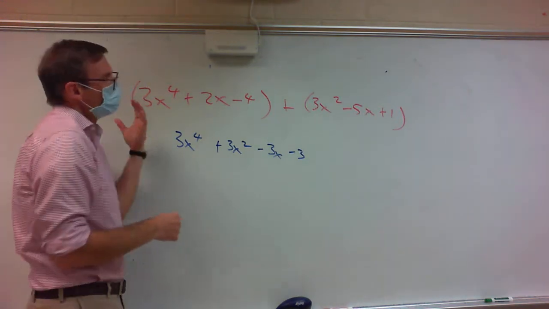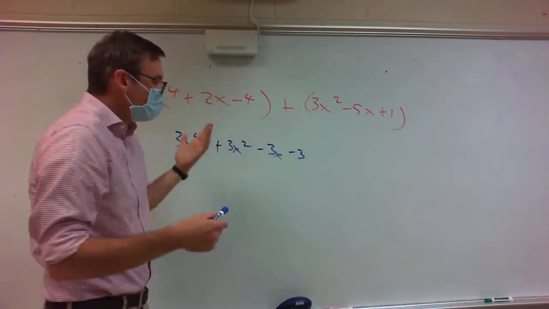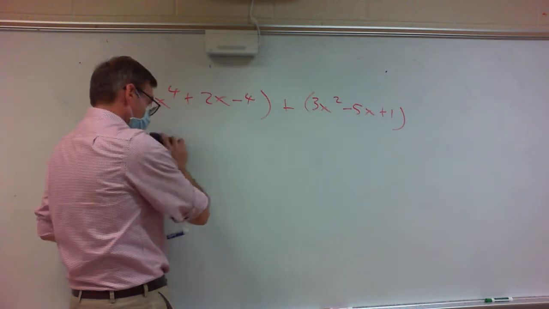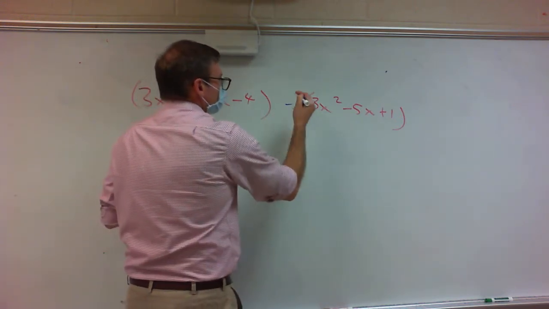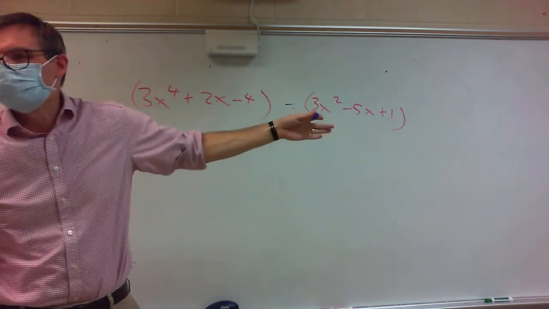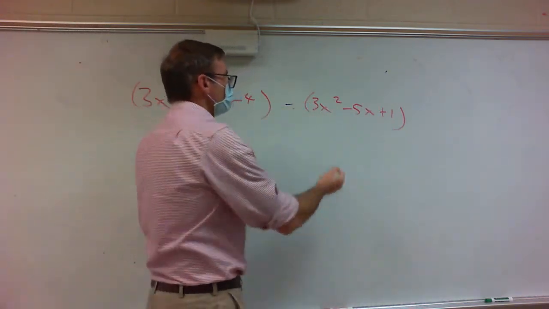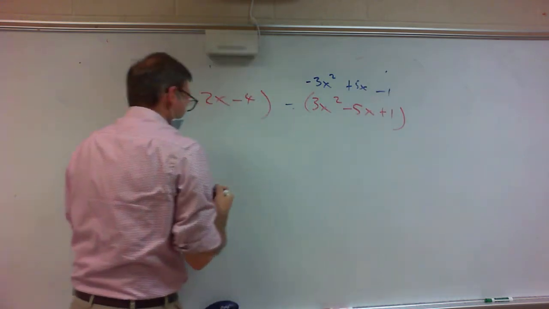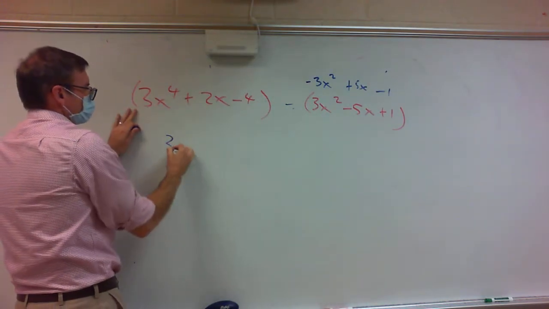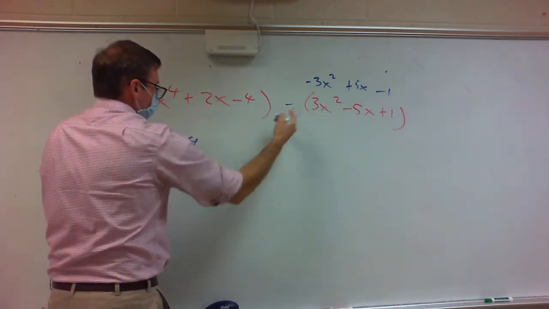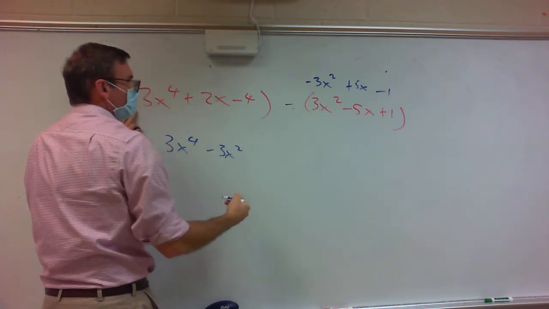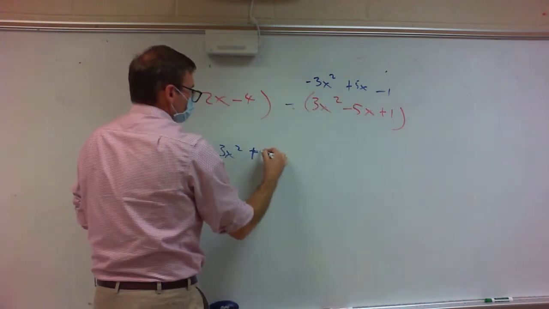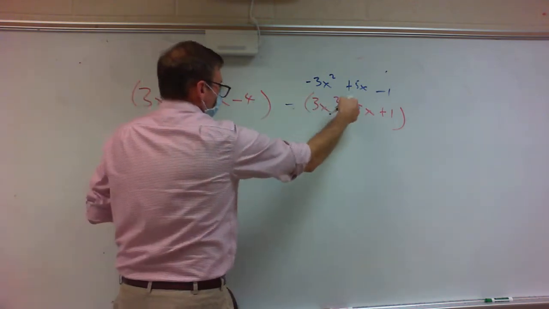All right. Next, of course, if I have to add, the slightly more interesting problem is, well, what if I wanted you to subtract them? Whenever you subtract, you just have to make sure you distribute the minus sign through the second part. So there's a minus 3x squared plus 5x minus 1. And so now when I combine like terms, I end up with 3x to the fourth. I have a minus 3x squared. 2x plus 5x gives me a plus 7x. And negative 4 minus 1 gives you a negative 5.